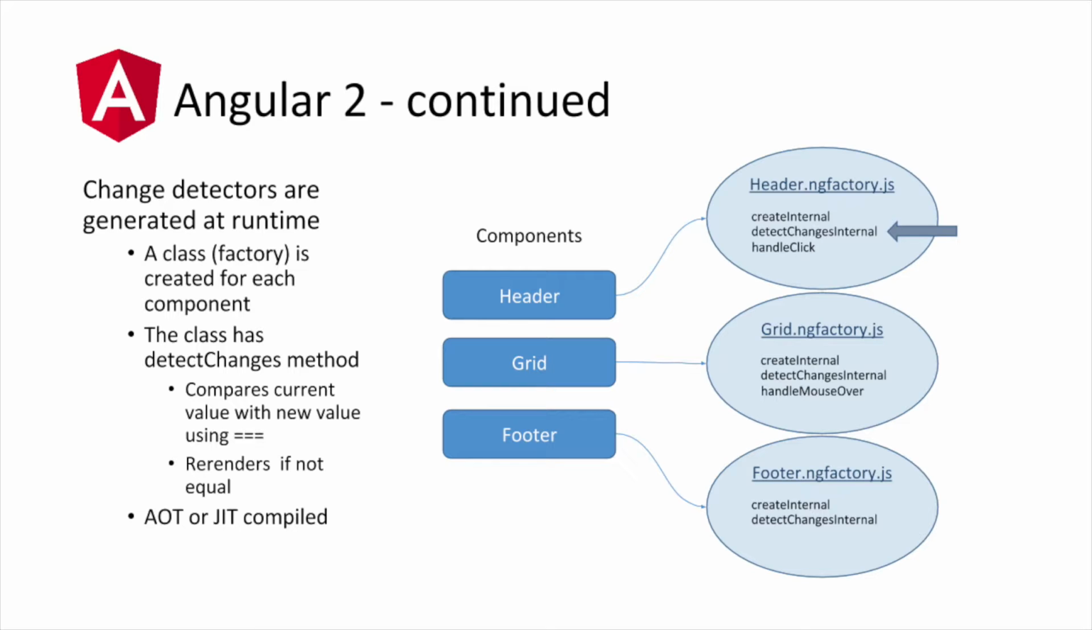Also, as you can imagine, in the detect changes method, there'll be a simple triple equal check for all your bindings, all the things that are used in your templates, and compare. If they are not equal, then just re-render that part of the component. Also, AOT and JIT, which means ahead of time or just in time. These templates can be compiled ahead of time so that you can save load time when Angular first compiles your template. Okay, let's take a look at some code.